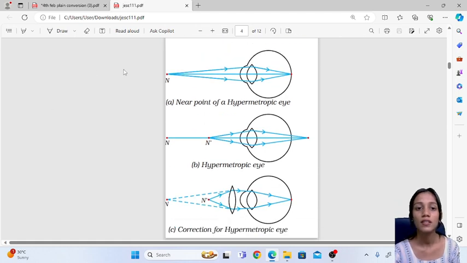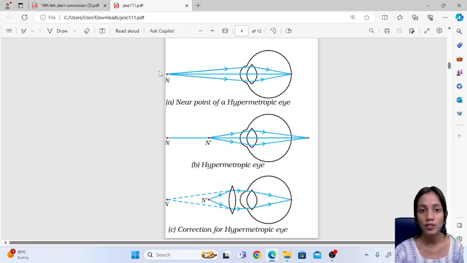Okay, so this is the hypermetropic eye, and this is the near point of the eye. Okay, the near point of the normal eye. We know that the near point of a normal eye is 25 centimeter. If we bring things before that point, then we won't be able to see it properly. So near point of the eye is 25 centimeter.